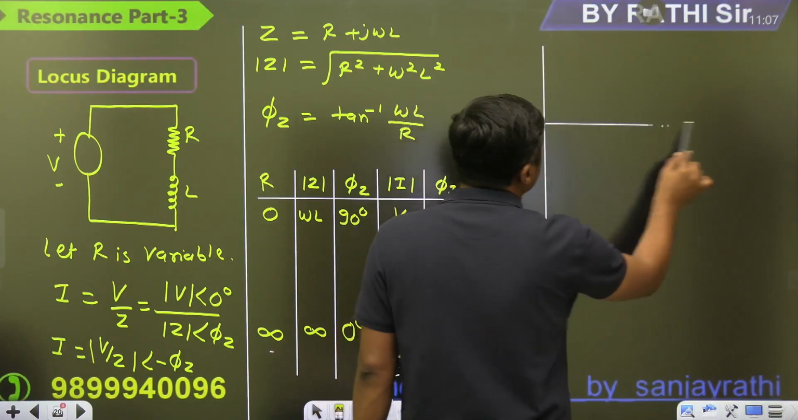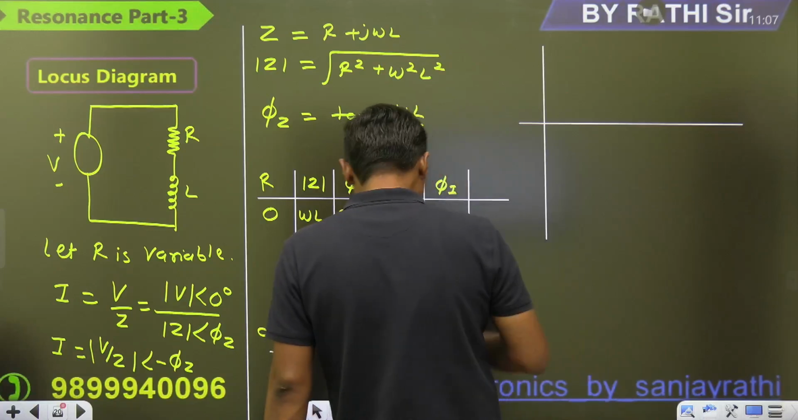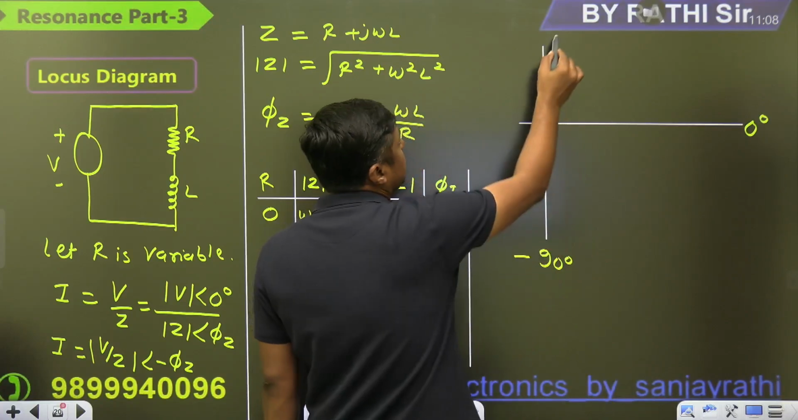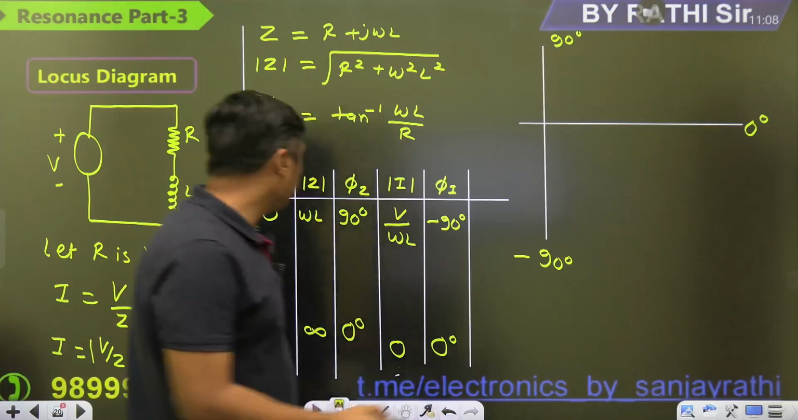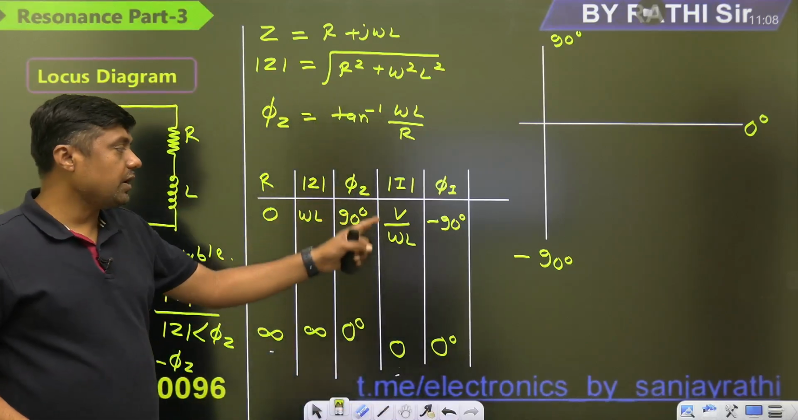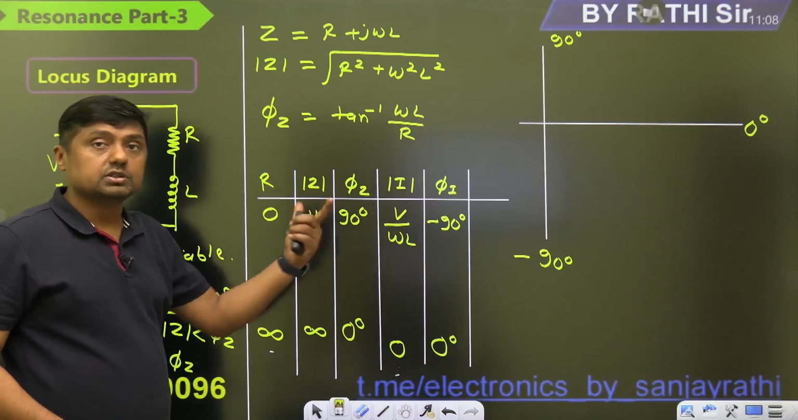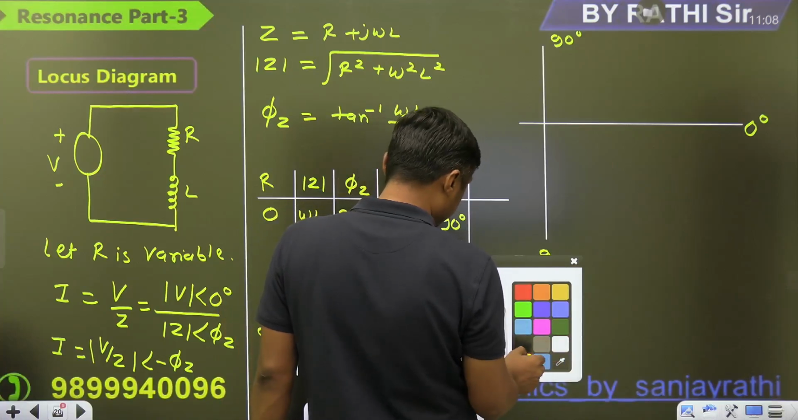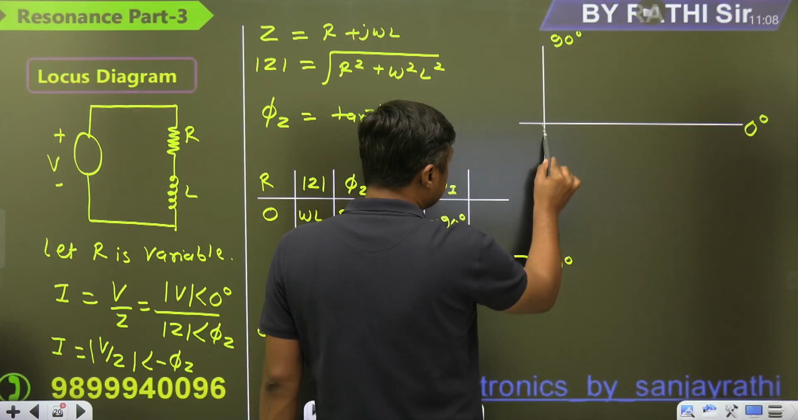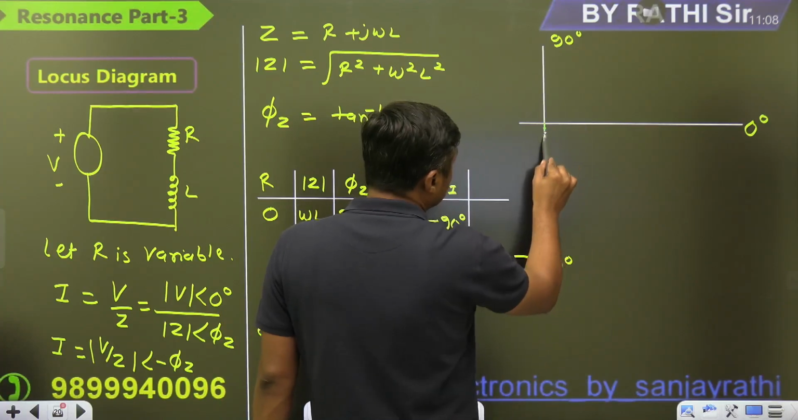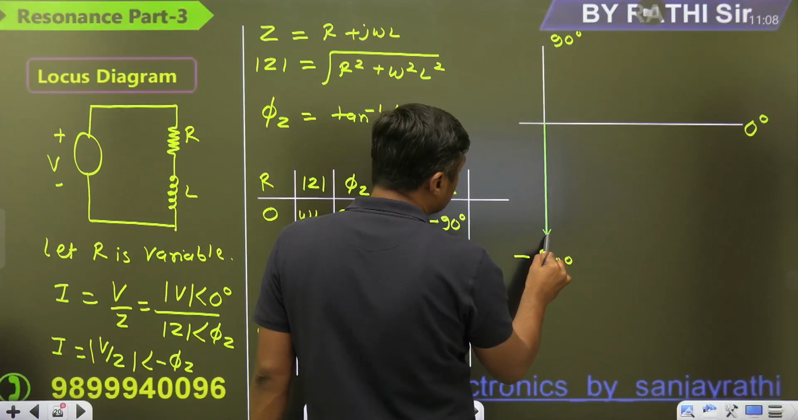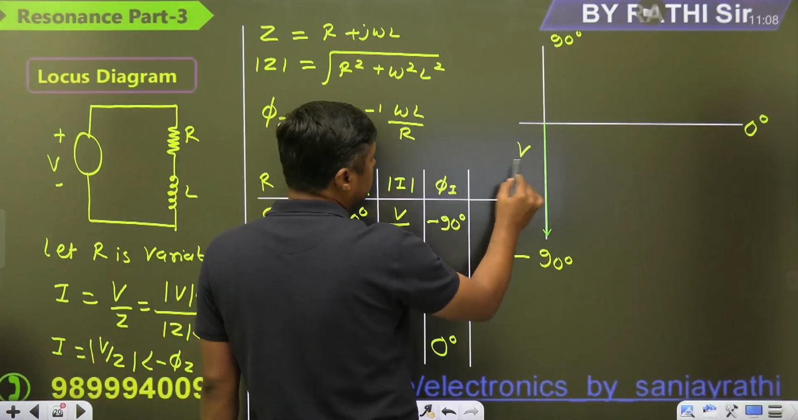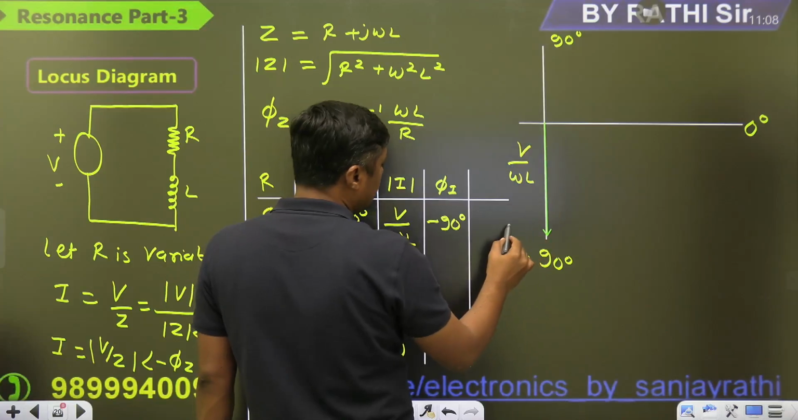Watch this. Now, it is 0 degree, it is minus 90 degree, it is plus 90 degree. Now, when R is 0, what is the current? V by omega L, and what is the angle? Minus 90 degree, because it is an inductive circuit. So here you can draw a phasor like this. And what is the length of the phasor? V by omega L. This is a current phasor, so V by omega L. And this value is for R equal to what?